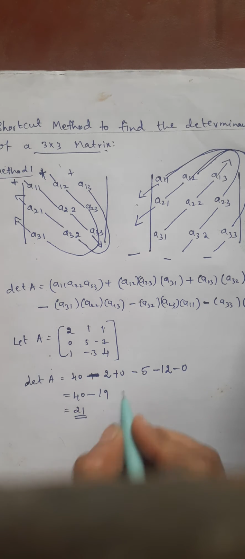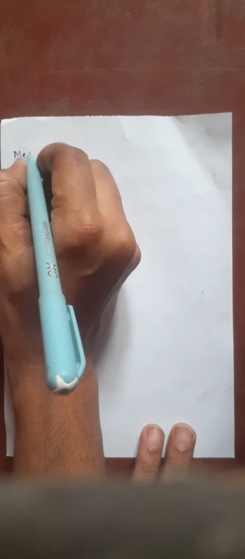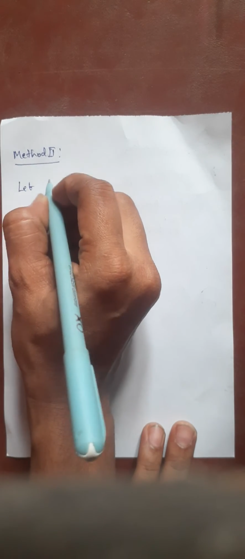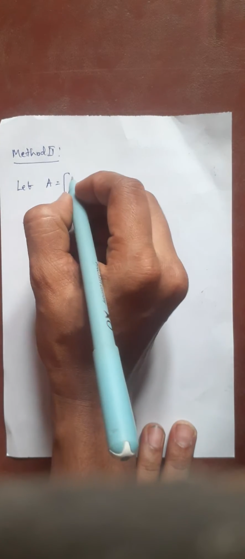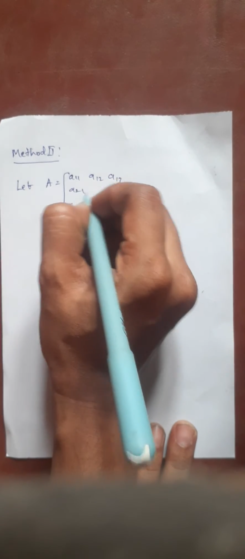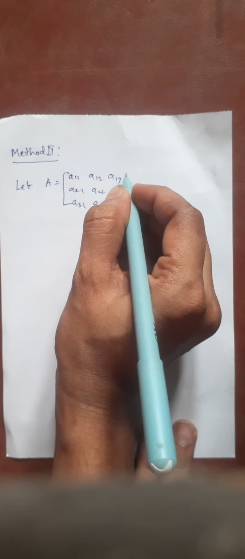If you want, you can check it in your usual method. So method 2, find the determinant of 3 by 3 matrix. Method 2, let A is equal to A11, A12, A13, A21, A22, A23, A31, A32, A33.